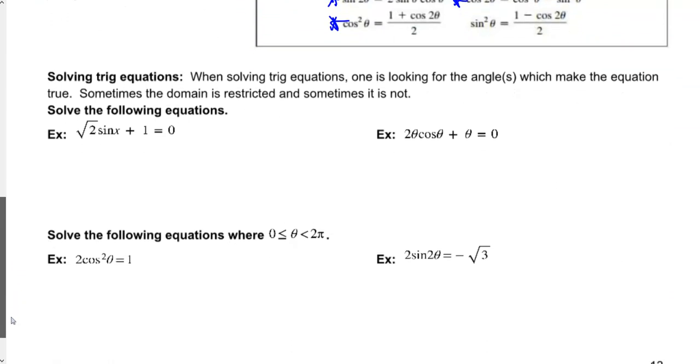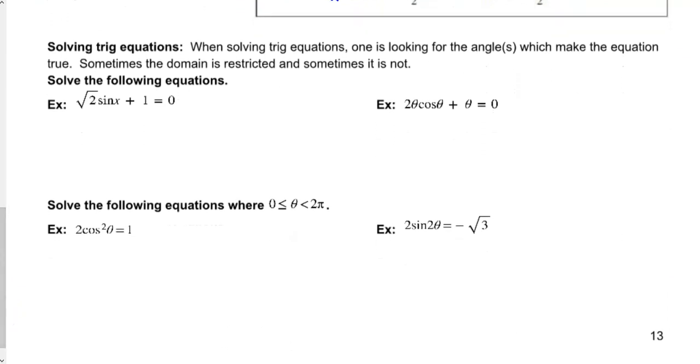All right, moving into solving some trig equations. This is going to be helpful within our work in calculus, so here's our review for that. When solving trig equations, one is looking for the angles which make the equation true. So that means we're going to have to know those special angles and be able to work with that. Sometimes the domain is restricted and sometimes it is not. So for our first two examples, we end up having a domain that is not restricted.